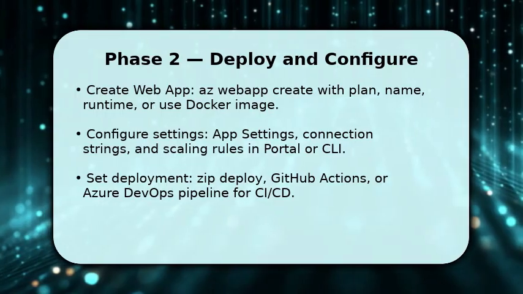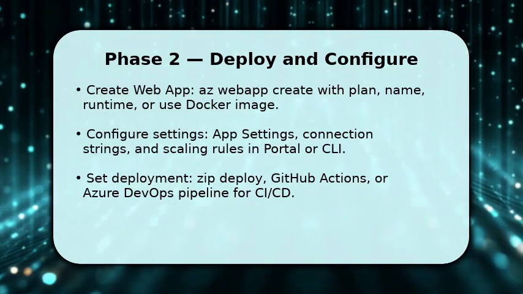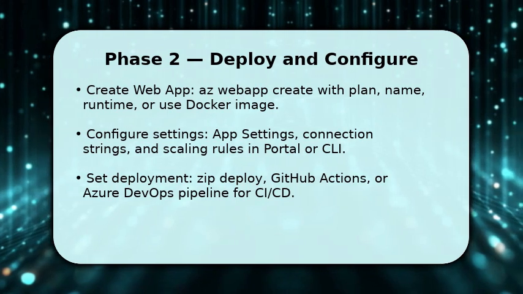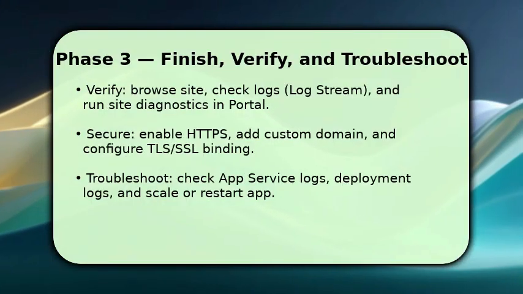Finally, implement a deployment pipeline: zip deploy for a quick push, or configure GitHub Actions or Azure DevOps for continuous delivery and repeatable builds. Finish by validating end-to-end behavior.